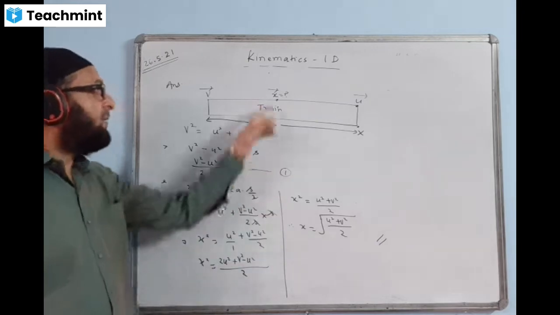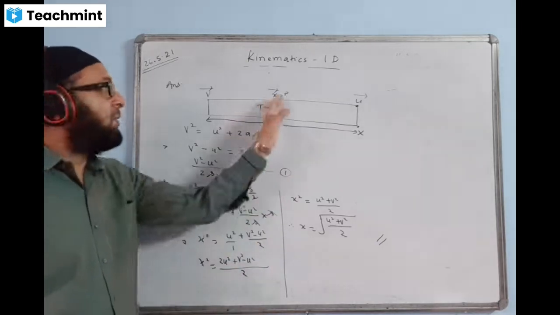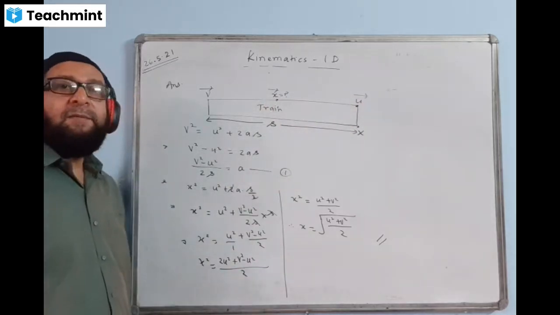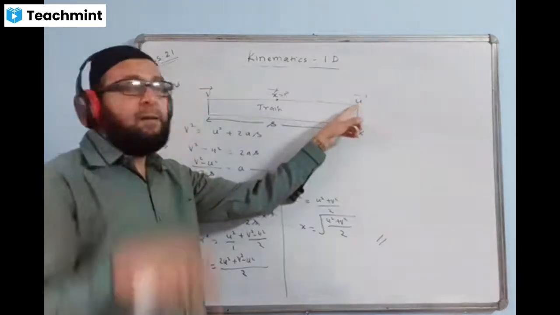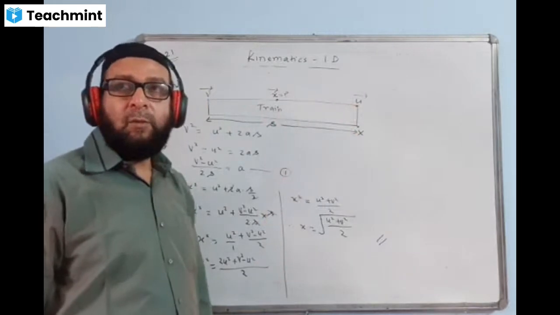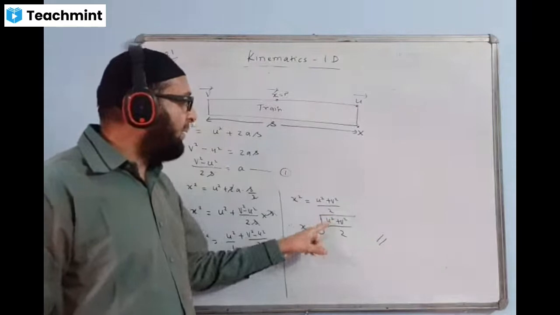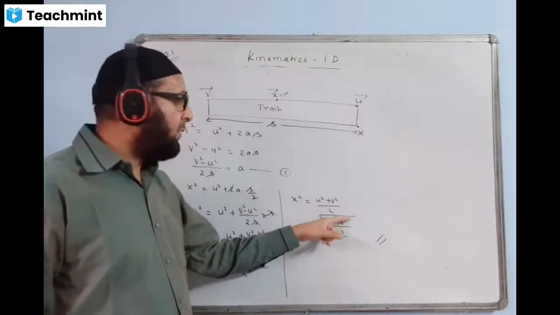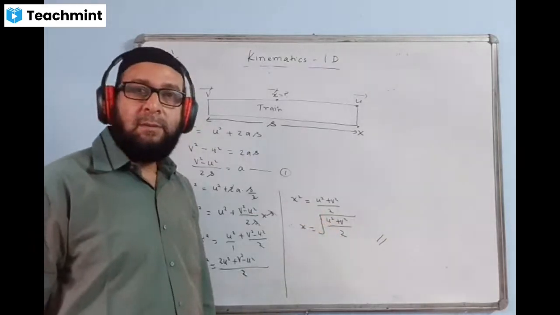What is x? X is the velocity at the middle point of the train, when this point is crossing this same point x. If they give numerical values, suppose the velocity is given as 10 while the front point of the engine is crossing, and while the back portion is crossing, the velocity is 20. What is the velocity with which the middle point of the train crosses? You have to use this formula and put the values. U value is 10, so 10 square plus 20 square, whole thing divided by 2, and use a calculator and find the answer.